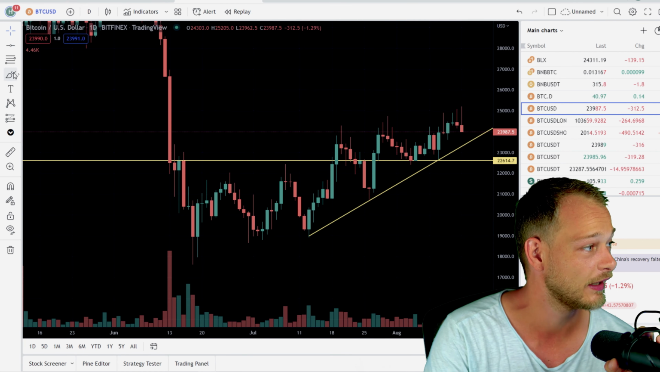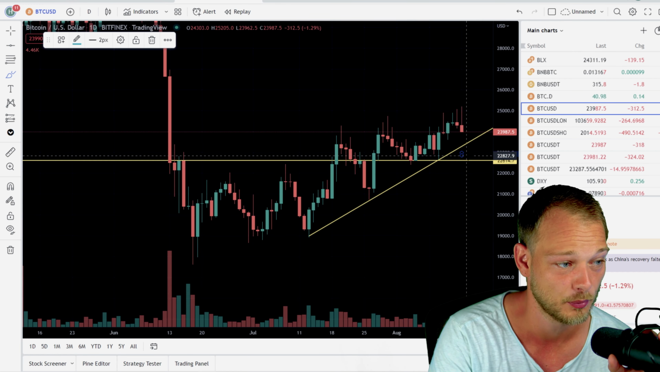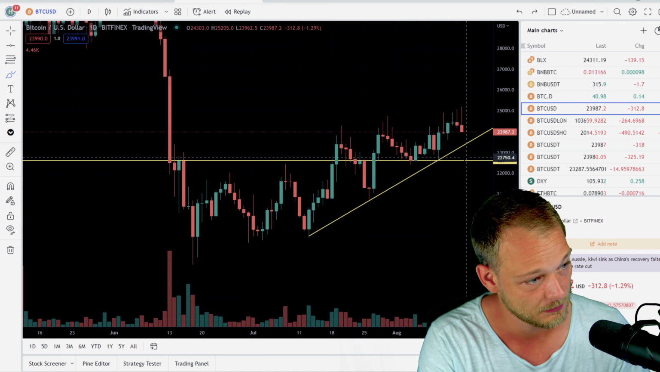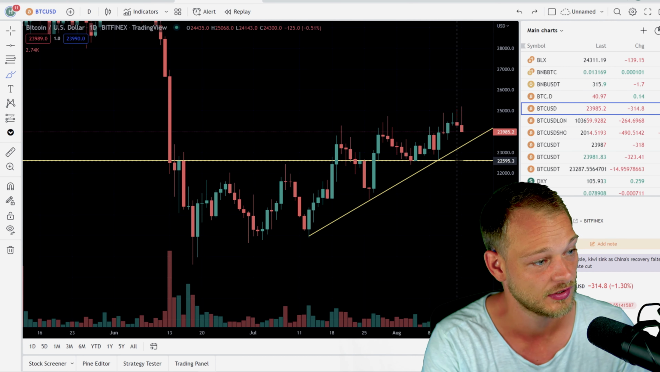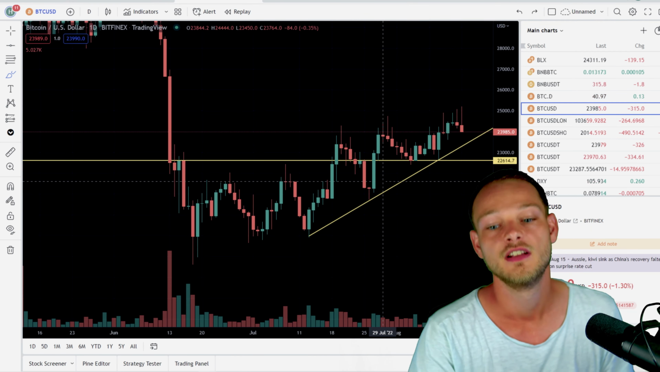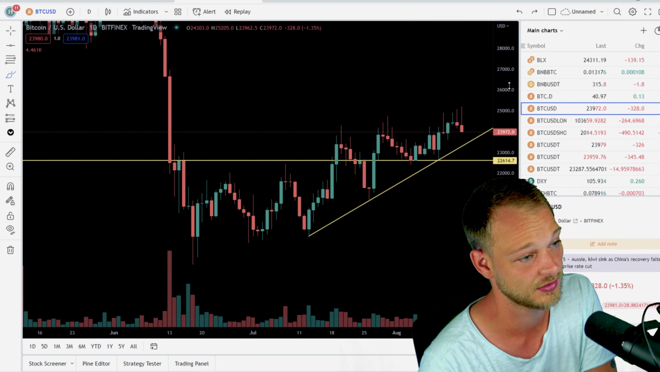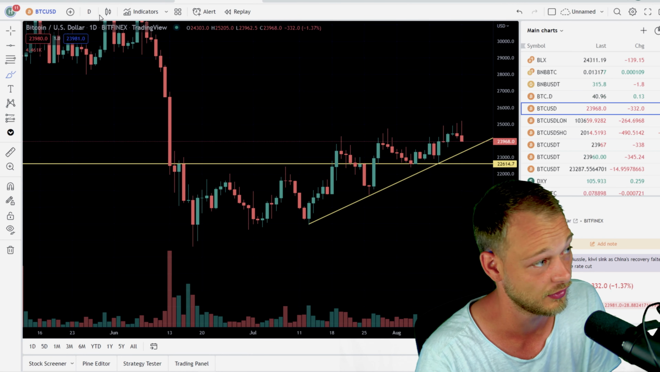So then we can decide, okay, if we break this, what's the next resistance or support level? Well, that should be somewhere around here, 22.6, around something like that, right? So that's how you use trend lines, and it also goes for resistance and support on the high time frames.